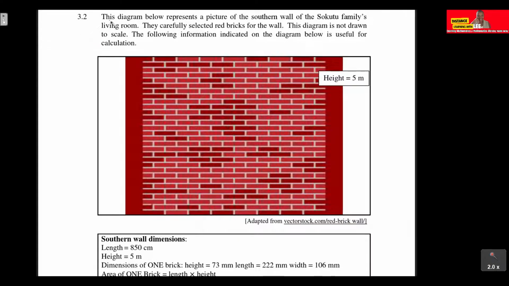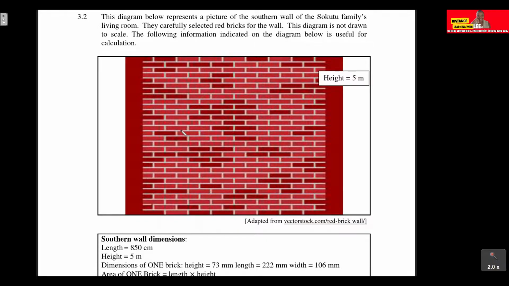Question 3.2 says, this diagram below represents a picture of the southern wall of the Sokutu family's living room. They carefully selected red bricks for the wall. This diagram is not drawn to scale. The following information indicated on the diagram below is useful for calculation. So we are told that this diagram is not drawn to scale, so a measured distance on this piece of paper does not represent a particular distance in real life. There's no scale indicated here.